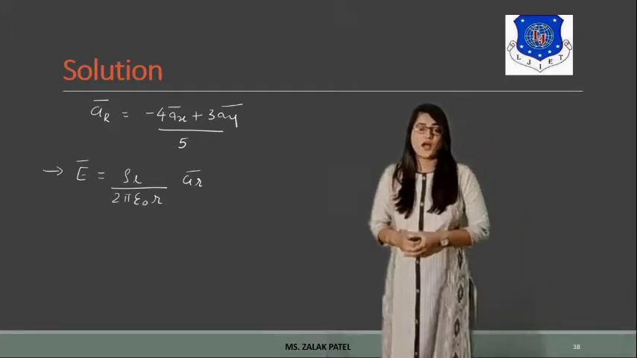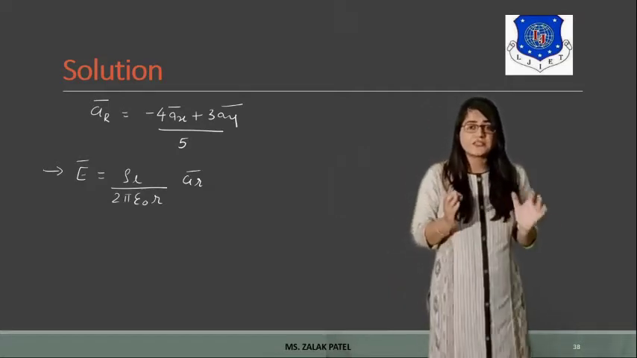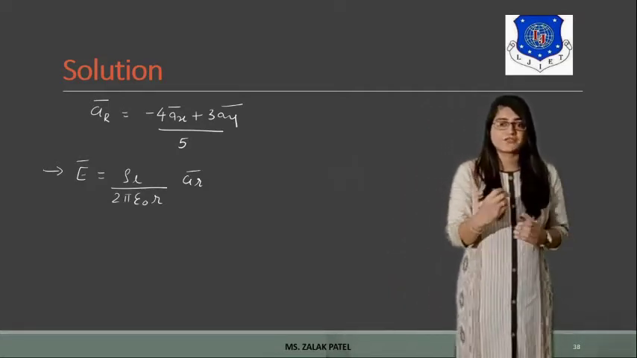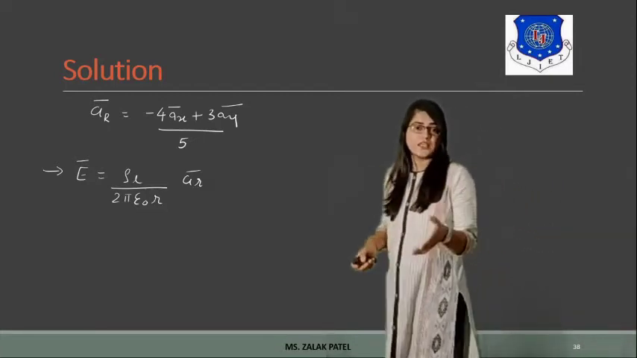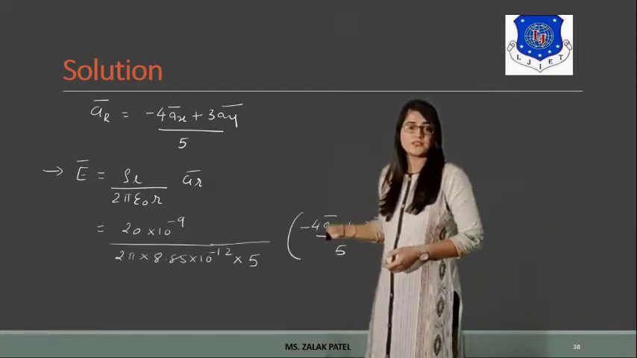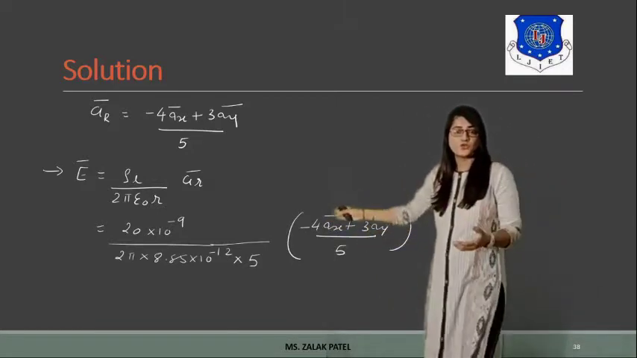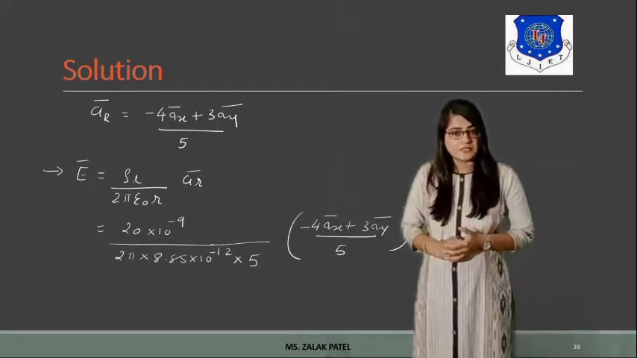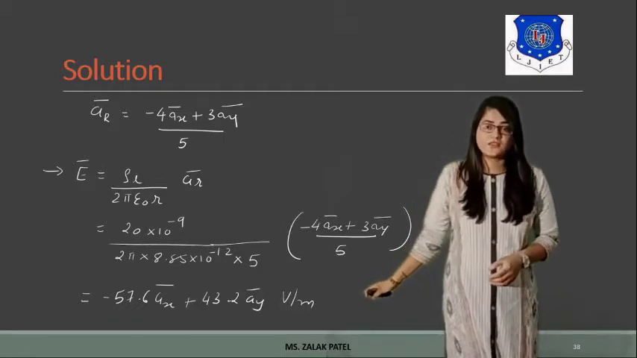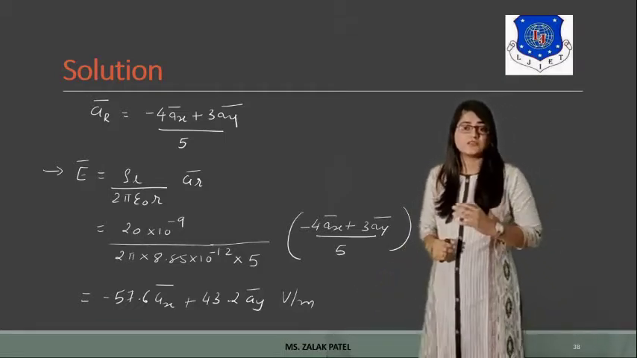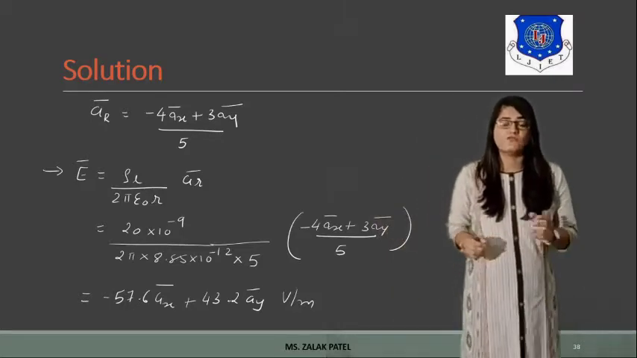Okay, so now you have the distance vector as well as the unit vector. So now let's put all the values in the equation of electric field intensity, that is rho L upon 2 pi epsilon 0 r times a_r bar. So rho L is 20 nanocoulomb upon 2 pi epsilon 0, r is 5, into a_r bar, which is minus 4ax plus 3ay upon 5. If you do the simplification, you get the answer for the electric field intensity, that is minus 57.6 ax plus 43.2 ay volt per meter.